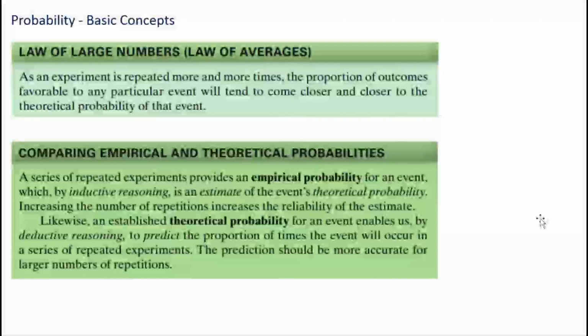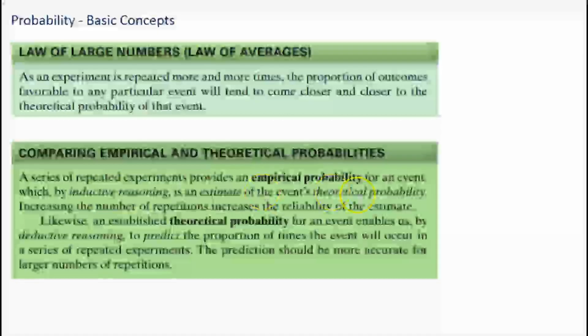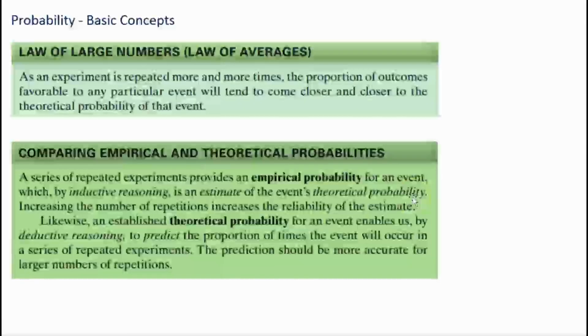We've already talked about that a few times. This is just putting it in green and making it official, right? And this is likewise an established theoretical probability for an event enabled us by deductive reasoning to predict the proportion of times the event will occur in a series of repeated experiments. Notice the difference too. It says inductive reasoning, so you're supposed to imply from your empirical probability the theoretical probability. On the other hand, if you have the theoretical probability, you can deduce what's going to happen in your experiment backwards. And that's almost obvious probably for a lot of people, but it needs to be stated.